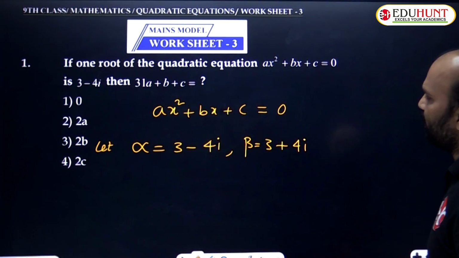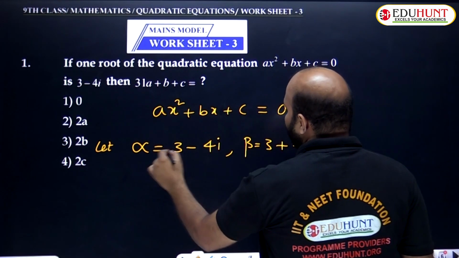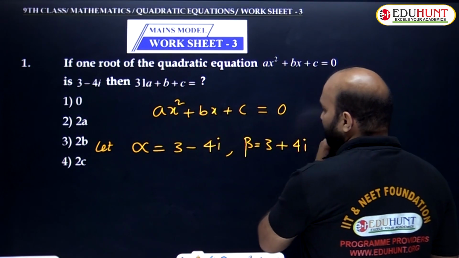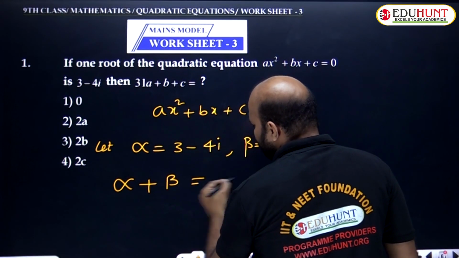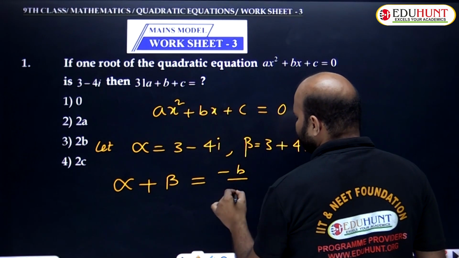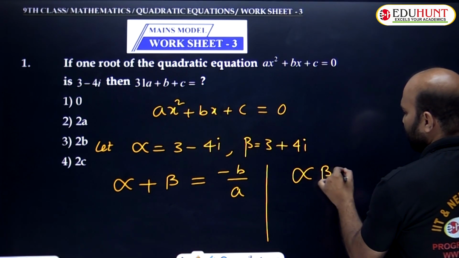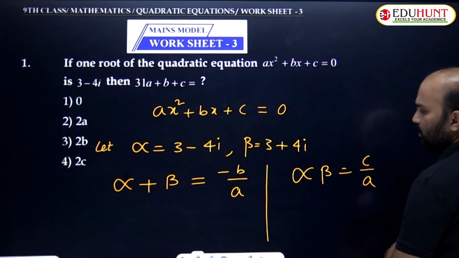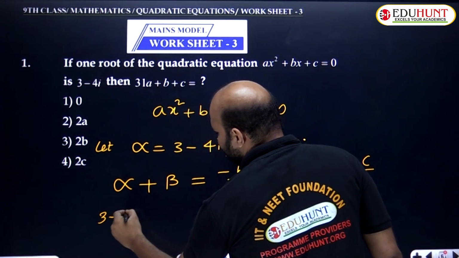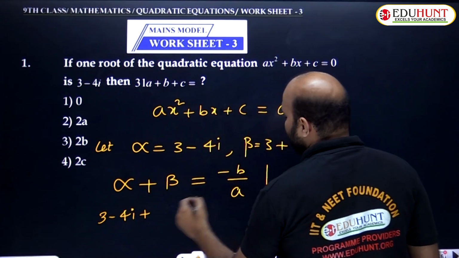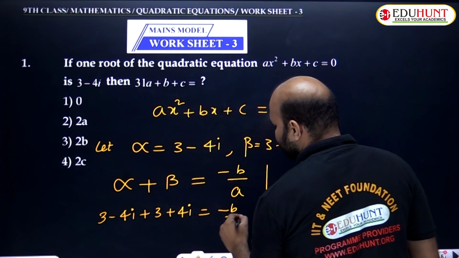First we need to find the a, b, c values. Alpha value is 3 minus 4i, beta value is 3 plus 4i. Let me take the sum of the roots: alpha plus beta equals, what is the formula? Minus b by a. The product of the roots, alpha into beta, equals c by a. These are the formulas. Alpha plus beta, 3 minus 4i plus 3 plus 4i, equals minus b by a.